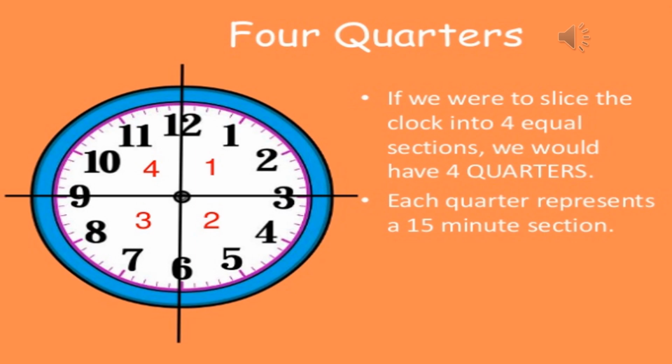Students, on this slide you can see that we can slice or we can cut the clock into 4 equal sections, and these 4 sections are called quarters. Now in this clock we divide the clock into 4 quarters. Now each quarter is counted as a 15-minute section.